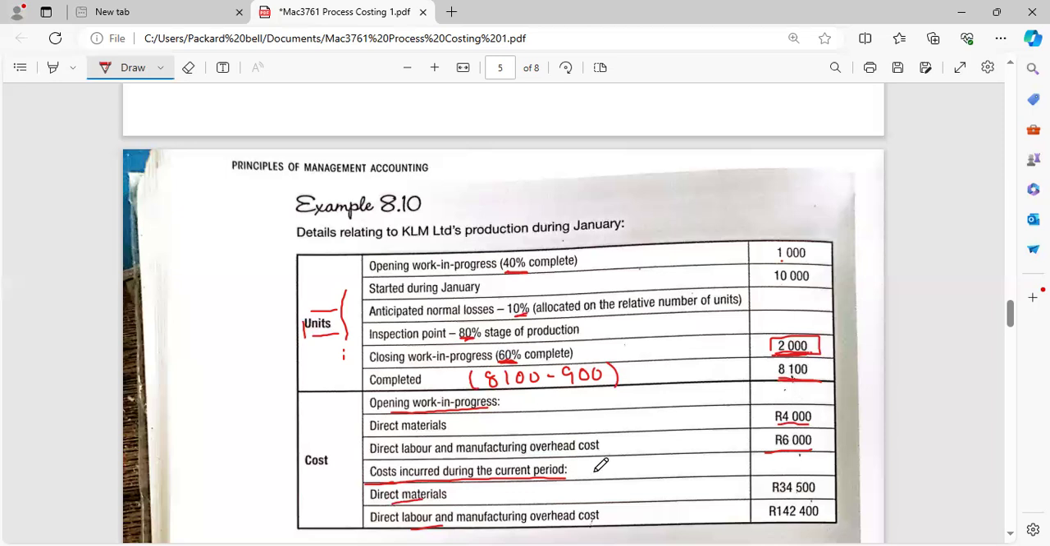The only difference with MAC 3761 is that they don't put topics one by one like what we do in 2601. They put all the topics under one question. So that's the only thing. But absorption costing will never change because you are doing 3761. The way we did it in 2601 is still the same. It will not change. So we should always try to refer back to our second year modules when we are doing some of the stuff.